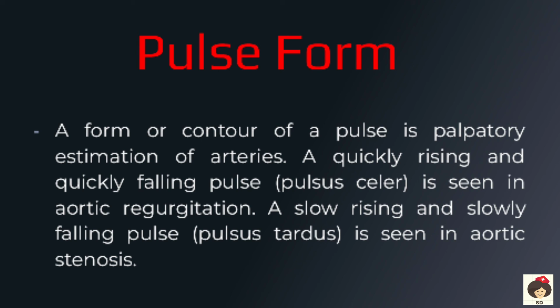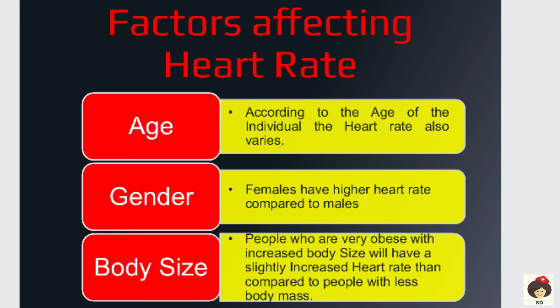Your contour should be normal, that is, it should gradually rise and gradually fall. But if there is a quick rise and slow fall, then there is some problem, that is, aortic regurgitation or stenosis. So next, coming to the factors affecting heart rate. First, age. According to the age the heart rate will vary. I said this in the previous pulse rate topic itself: in infants, newborns, adults and children, the pulse will vary.